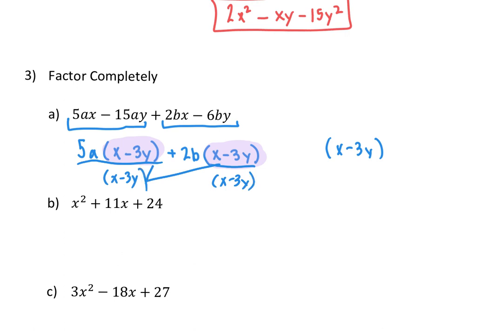So if I divide it from each of the groups, we are left with 5a on the first group and positive 2b on the second group. And that is our final factoring.